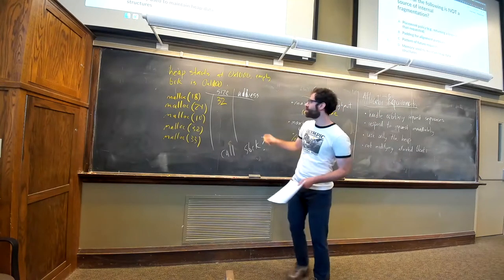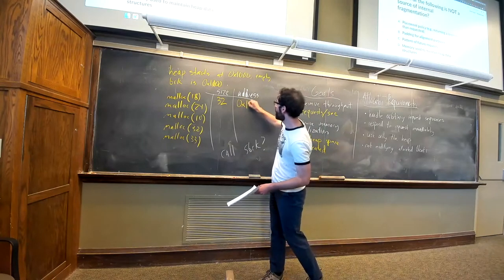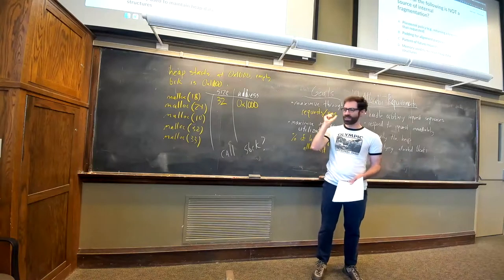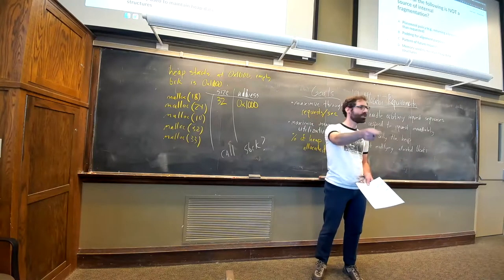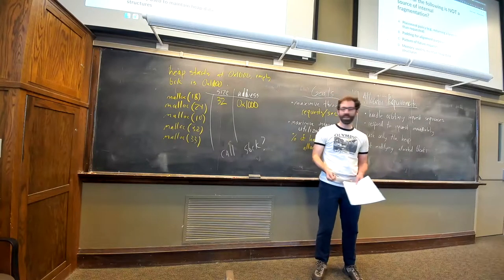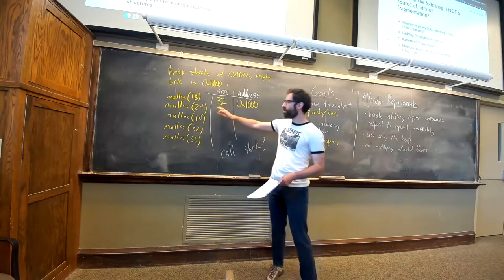Hex 1000. Exactly. We have the block at the beginning of our heap. We return a pointer to the beginning of the block. So we have address 1000 there. All right, let's keep going.